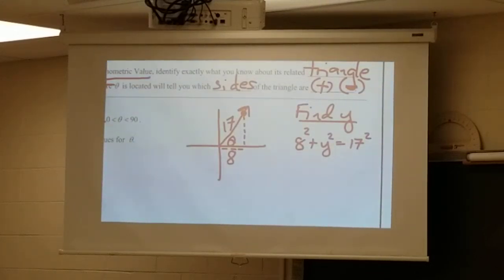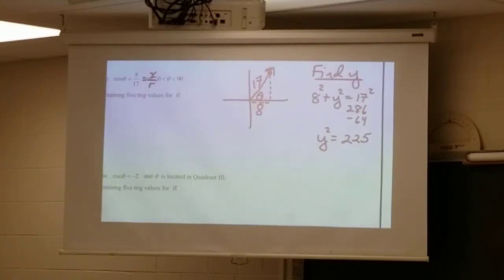Now, this is kind of like what you did Friday or over the weekend, except notice now that you're solving for y. When you end up doing that, you want to be careful with your algebra. You're going to subtract 64, and we get the number 225. Of course, 225 is y squared, so y equals 15.